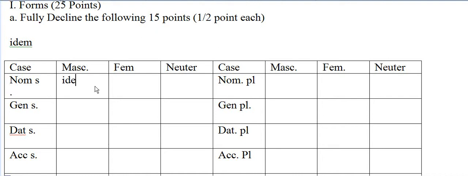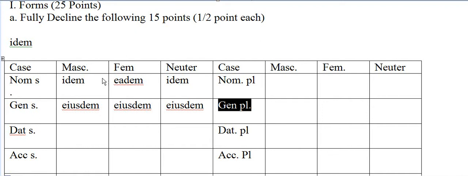And so that'd be idem, eadem, idem. Remember that idem is just like is, ea, id, except you add dem to the end. And then it's eiusdem, eiusdem, eiusdem. Remember that eius is common for these DRIs. The dative is eidem, eidem, eidem.